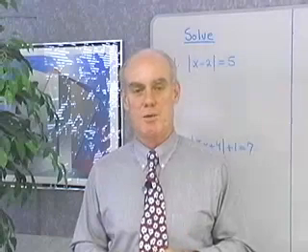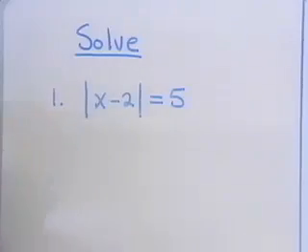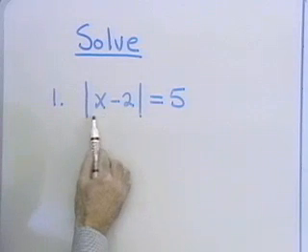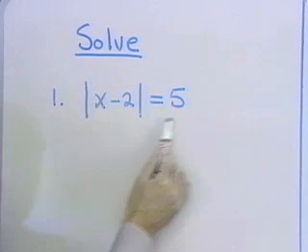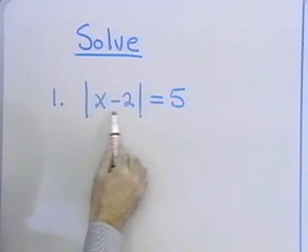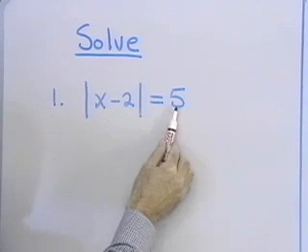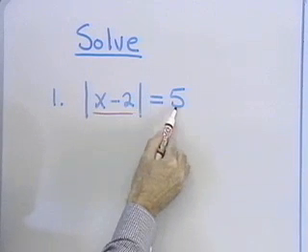Next, we want to look at equations that involve absolute value. Here's our first example. Let's solve the equation, the absolute value of the quantity x minus 2 is equal to 5. Now, we solve this equation by thinking about what's inside the absolute value as being either positive 5 or negative 5. That's the only way we can get the absolute value of a quantity to be equal to 5.